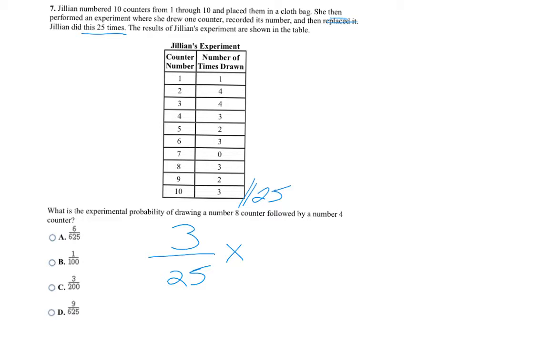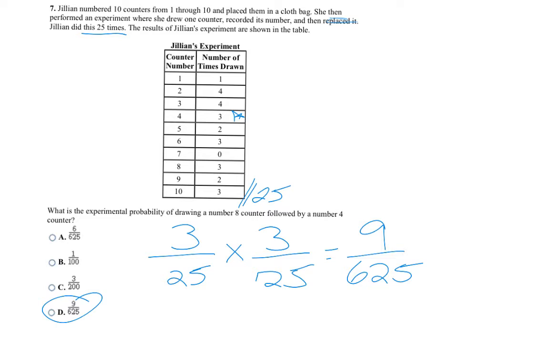How many times was the number 4 counter drawn? If you look at my table, it was also drawn 3 times, so it's going to be a 3. And because it was replaced, there's still 25 counters in that bag. So it's going to have a denominator of 25 also, because these were independent events. So when I multiply those two fractions together, I get 9 over 625, and that doesn't reduce at all, so that's going to be my final answer, which is D.